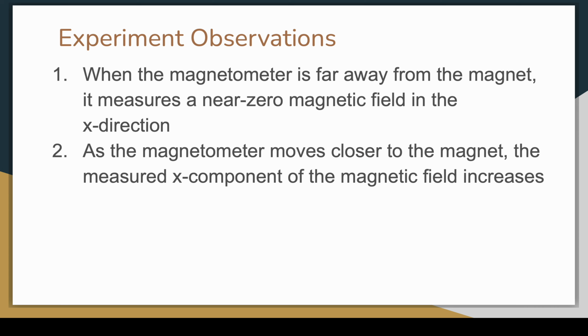Now, experiment observations. When the magnetometer is far away from the magnet, it measured a near-zero magnetic field in the x direction. And as the magnetometer moves closer to the magnet, the measured x component of the magnetic field increases.